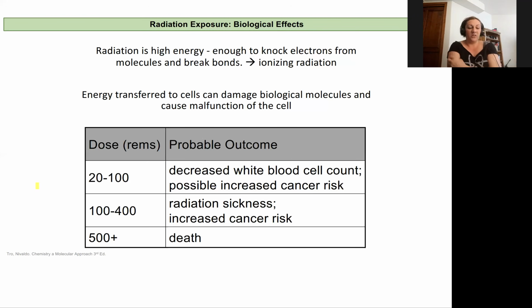Then if you go even higher, so now you're getting a 100 to 400 REM dose, you're going to get radiation sickness. You're definitely going to have an increased cancer risk along with that.